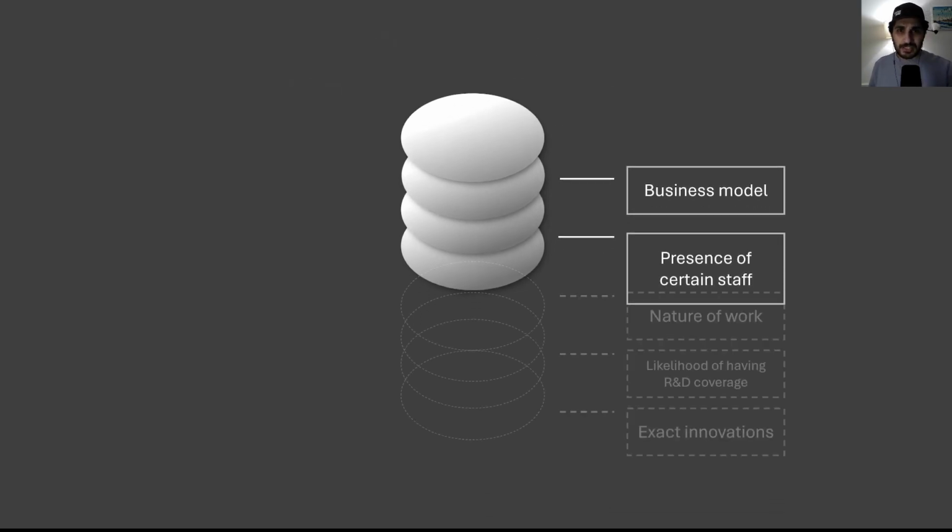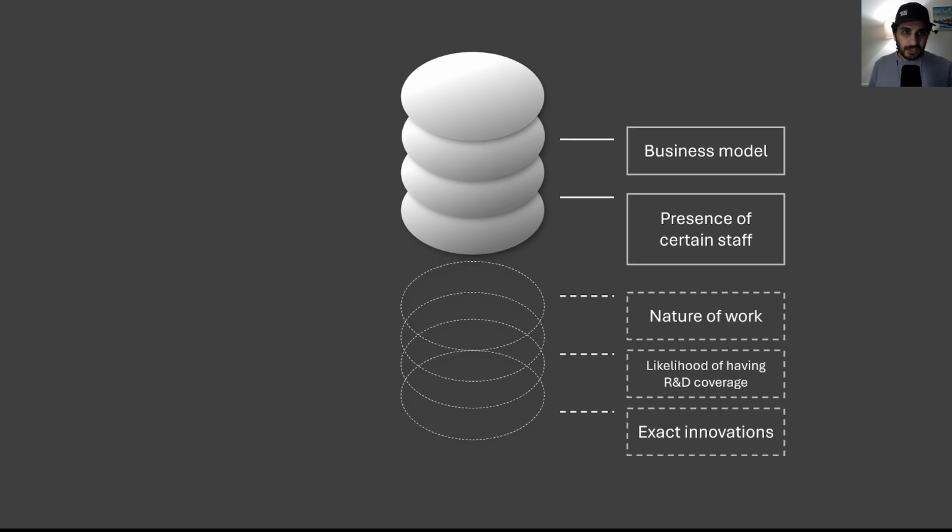But there's more digging that we can do. We can look deeper into the nature of their work. We can look into the likelihood that a company might need R&D coverage for tax credits. We might try to figure out exactly what innovations they have built out. All of this can inform our messaging, our scoring, and sometimes some of these data points influence both. Okay, so exact innovations. If they have some really cool innovations, hey, you can mention that in a message. And it gives you more to work off of for scoring too.